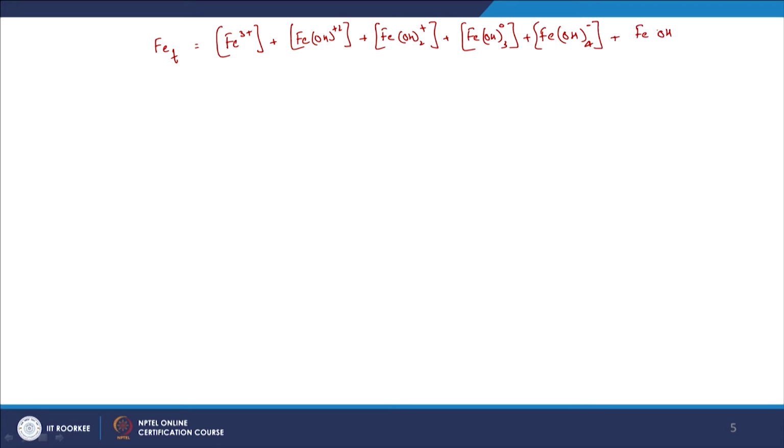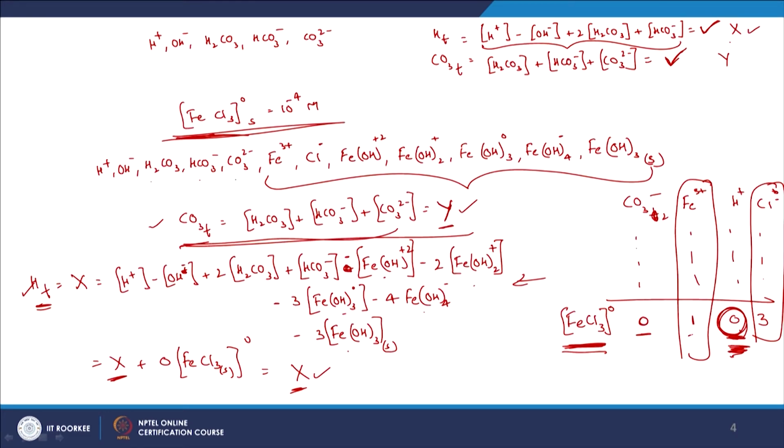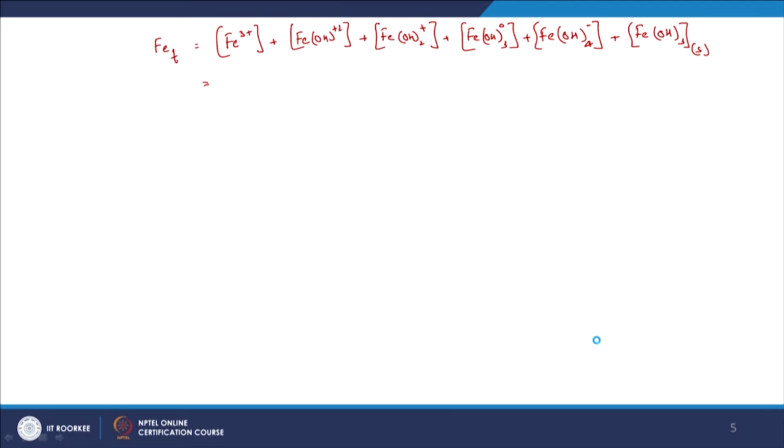Again, the assumption here is that this solid is formed, which we know will probably be formed from our background from part A2. So this is it, and what is this equal to? That is equal to 1 times FeCl3 naught, as in what we are putting in initially, which is 10 power minus 4 molar. Same case, I can write Cl total, which is just the Cl minus concentration, equal to 3 times the FeCl3 that I am putting in initially.